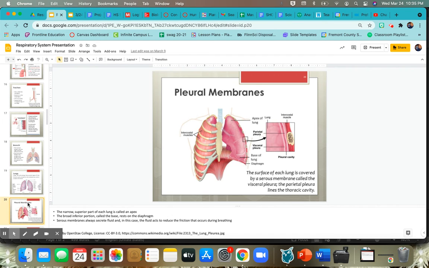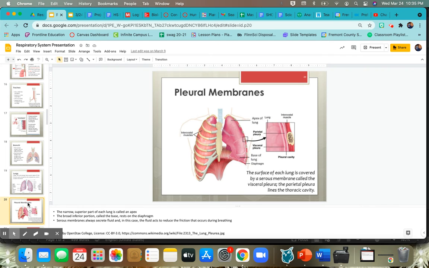So then we have some membranes. The surface of each lung is covered by a serous membrane, a fluid membrane, called the visceral pleura. The parietal pleura lines the thoracic cavity. So the cavity that holds your lungs is lined by a membrane called the parietal pleura, and the lungs themselves are covered by a membrane called the visceral pleura.